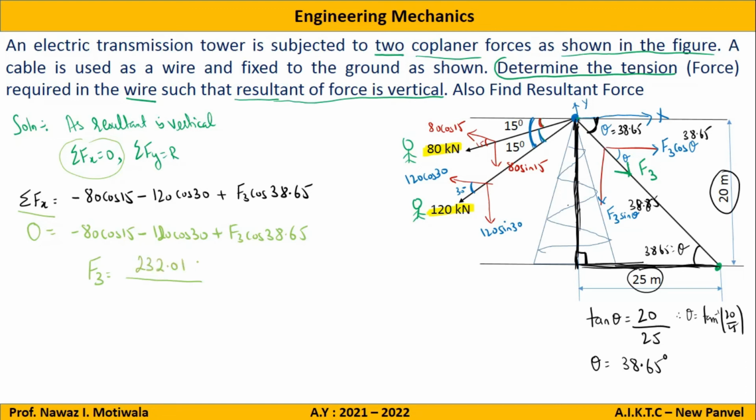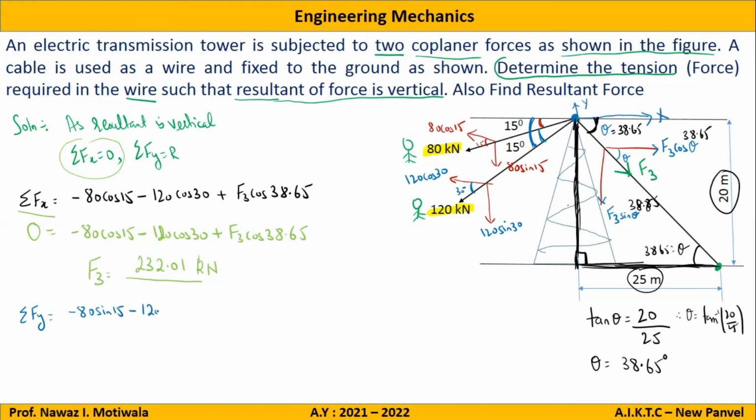232.01. What will be the unit now? Kilonewton. Yes, answer will be kilonewton because सब forces हमने कहाँ में लिए? Kilonewton में लिए. Summation of Fy is equal to. Okay, now tell me what is Fy? -80 sin 15, -120 sin 15.